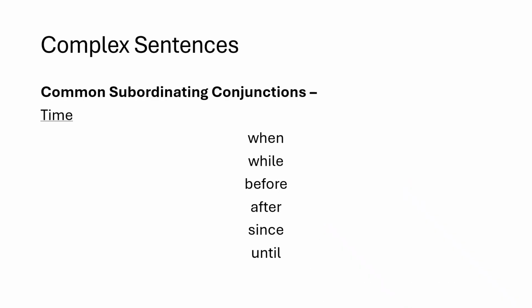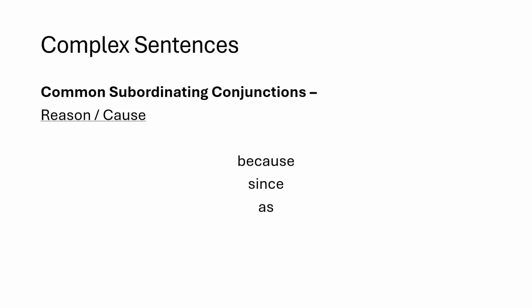Here are some frequently used subordinating conjunctions grouped by their time meaning. When, while, before, after, since, until. Here are some frequently used subordinating conjunctions grouped by their reason and cause meaning. Because, since, as.